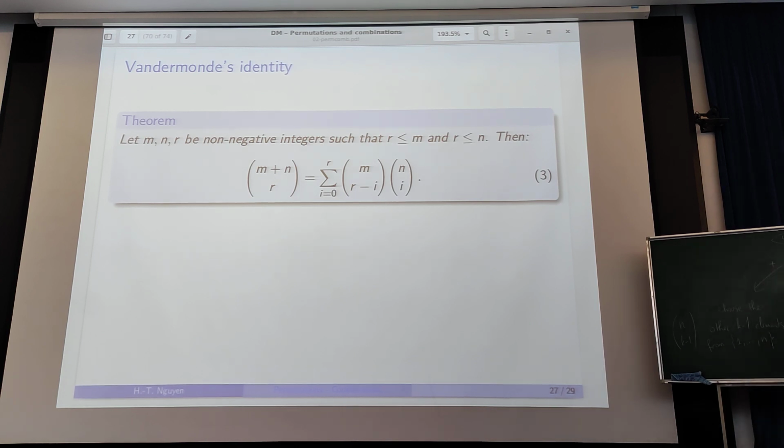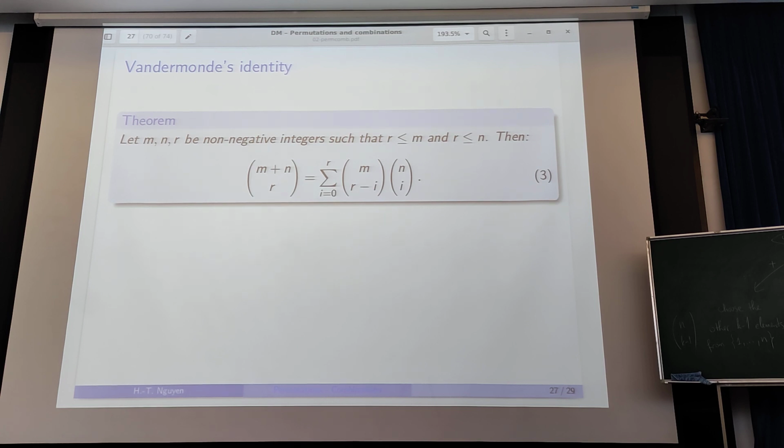Okay, so now the next identity is a little more involved. It is a sum, but not a sum of simple terms, but a sum of products. So here you have more parameters. Instead of n and k, you have another parameter m.